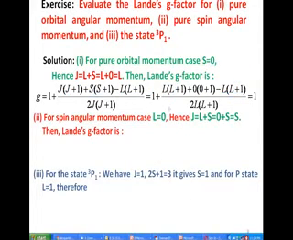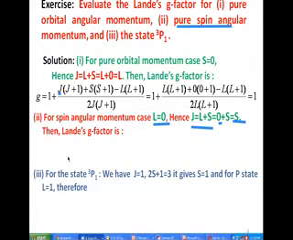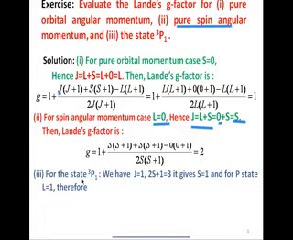Is that clear? For the second part, the atom in this case has pure spin angular momentum. That means its L is equal to 0. So once again we will use the formula J is equal to L plus S. Substitute L equal to 0 here. J becomes equal to S. Then use this formula again, where in the place of J we substitute S.